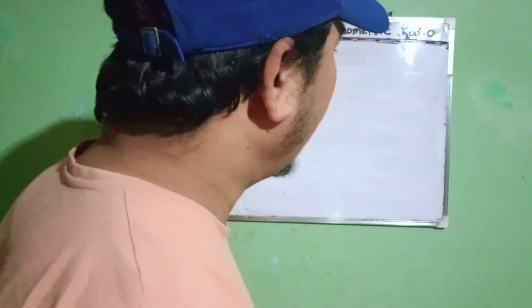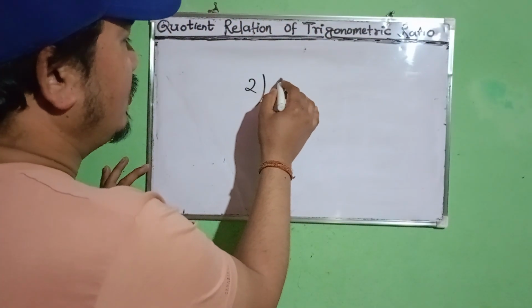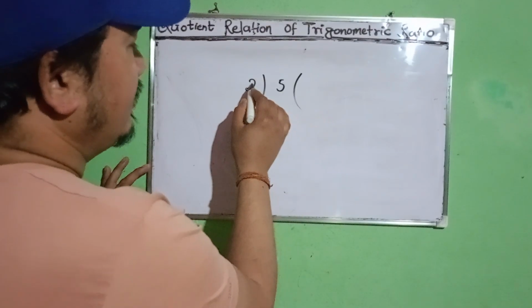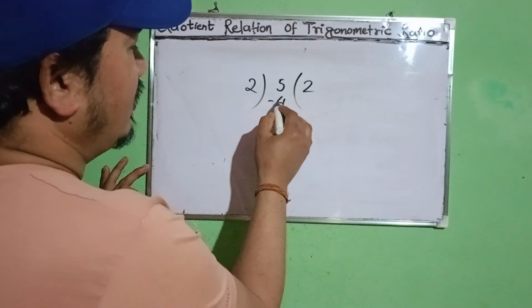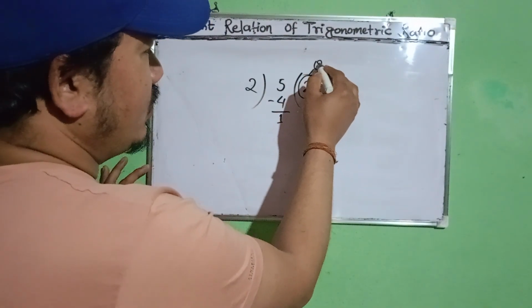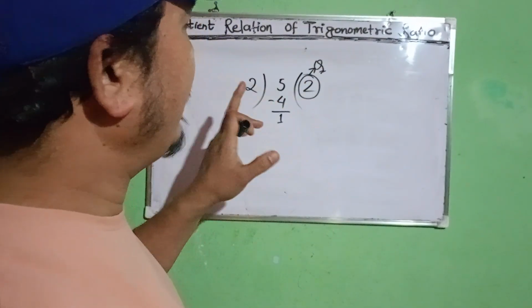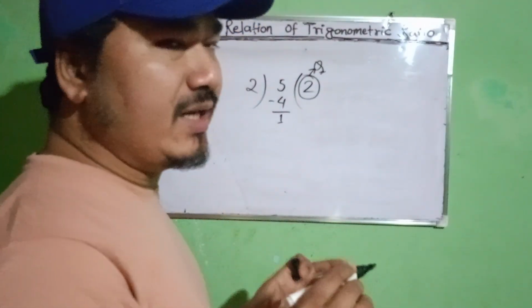As we know, the quotient means the value which we get by dividing. In lower classes we learned: when 5 is divided by 2, 2 times 2 is 4, and the remainder is 1. This value is the quotient, and we denote it by q. We get the quotient by dividing, and the same thing will be applied to trigonometric ratios also.